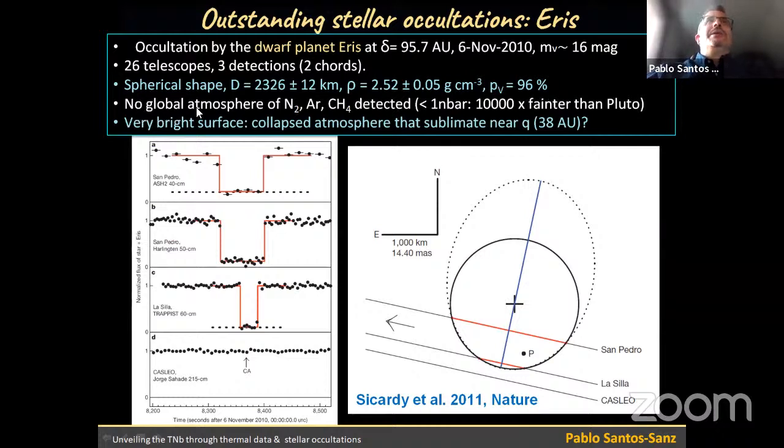Well, we didn't detect an atmosphere. And the explanation of this extremely high albedo, we think, is a collapsed atmosphere that sublimated near the perihelion of Eris. At the time of the occultation, Eris was at around 100 astronomical units. So it's expected that the atmosphere can be collapsed and can explain this very, very bright surface.